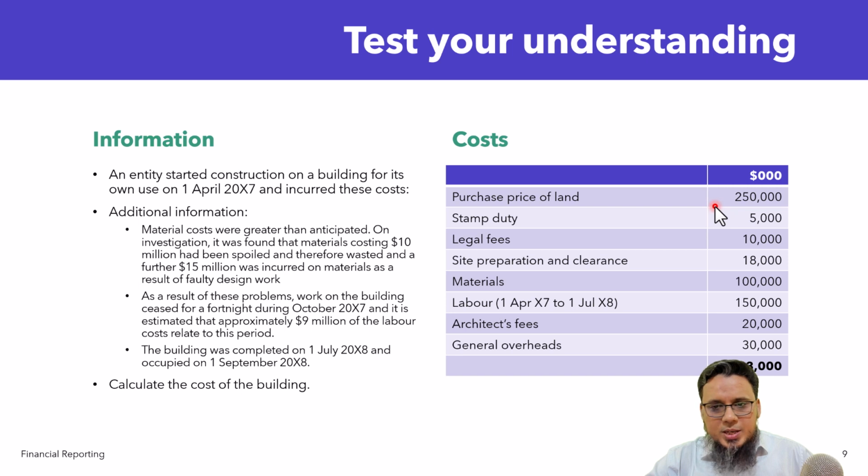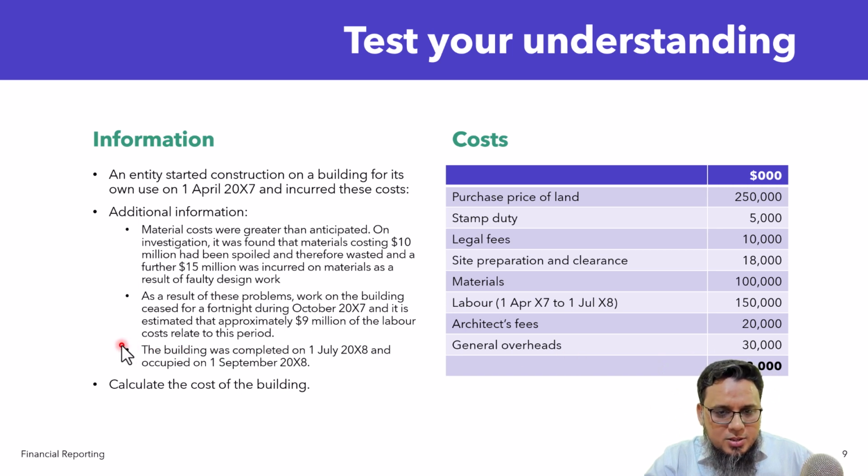Now let's see. Purchase price of land, direct cost. Stamp duty, direct cost. Legal fees, direct cost. Site preparation and clearance. Obviously, materials apart from the two adjustments, labor apart from the one adjustment, architect fee definitely. General overheads, not so much, because general overheads are not necessarily related to bringing the asset to working condition. So the cost of 583 will have an adjustment for all the discussion that we did.